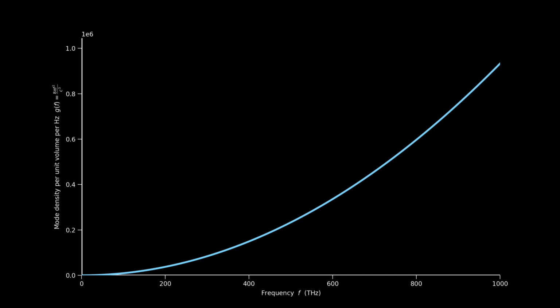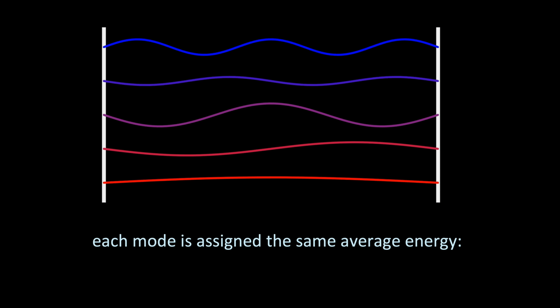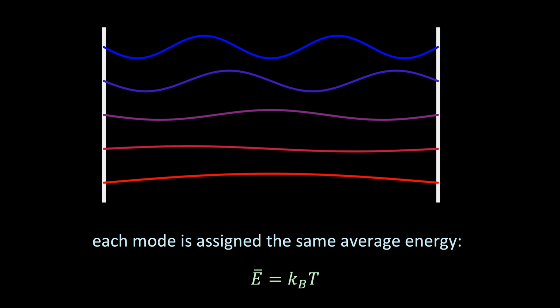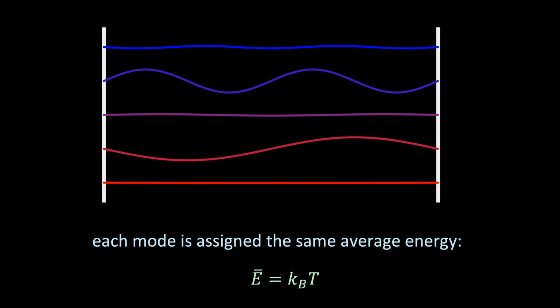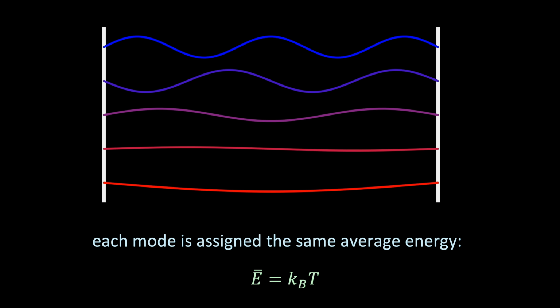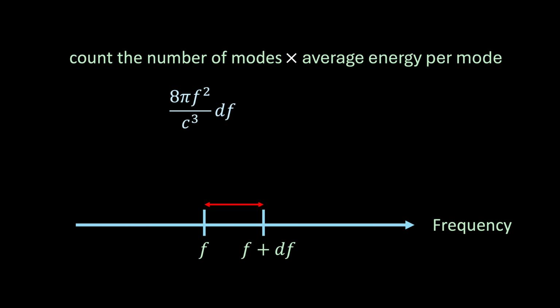However, the real difficulty enters when you add in statistical thermodynamics. You see, according to the well-established equipartition theorem, each mode is assigned the same average energy, which is equal to Boltzmann's constant multiplied by the temperature, kT, and completely independent of the frequency of the mode. And from here, the calculation is conceptually straightforward. You simply count the number of modes within a small frequency range, which we have already said is equal to 8 pi f squared over c cubed times df, and then you multiply by the average energy per mode, which statistical thermodynamics tells us is equal to kT.